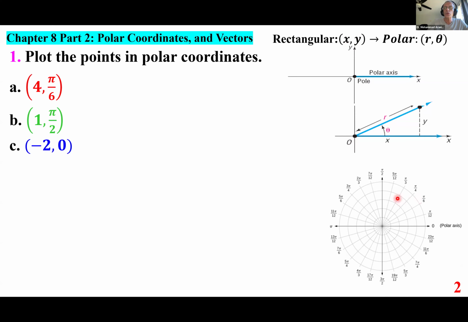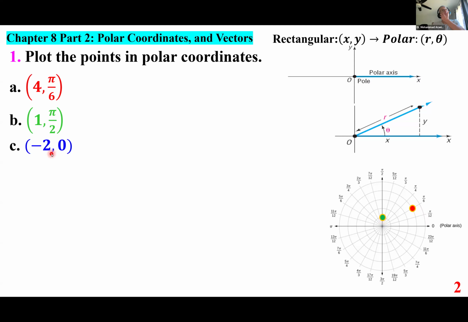One easy way to plot points is to use a bunch of circles centered at 0, 0. Then we have radius 1, radius 2, radius 3, and those would be the tick marks. In this case, 4 pi over 6: you locate pi over 6, and then go 4 tick marks, to the fourth circle in essence. Then 1, pi over 2, or 90 degrees, and 1 tick mark, only the first circle.